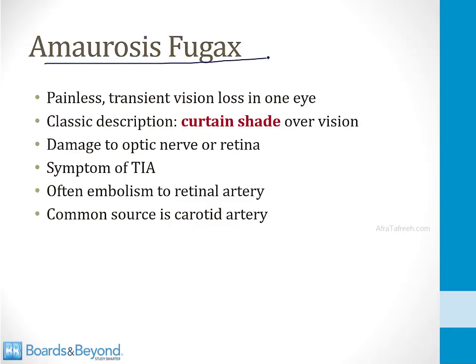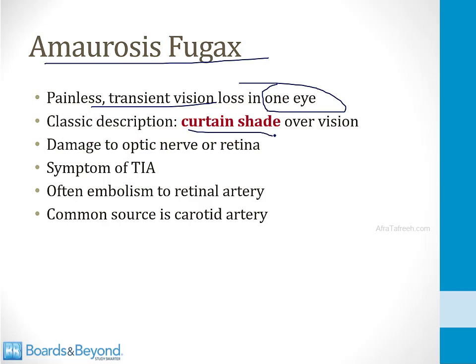This is a form of anopia. Amaurosis fugax is a Greek word that means fleeting darkness. So amaurosis fugax in terms of medicine means painless transient vision loss in one eye. The classic description from a patient is that they felt like a curtain shade was pulled over their vision in one eye.